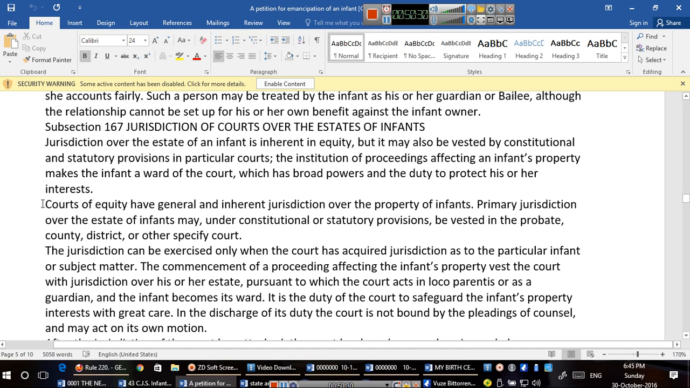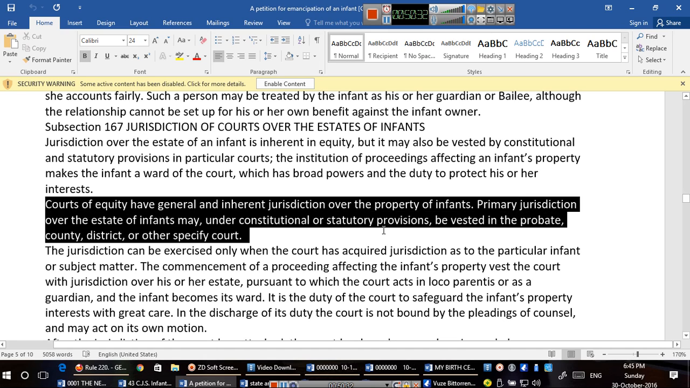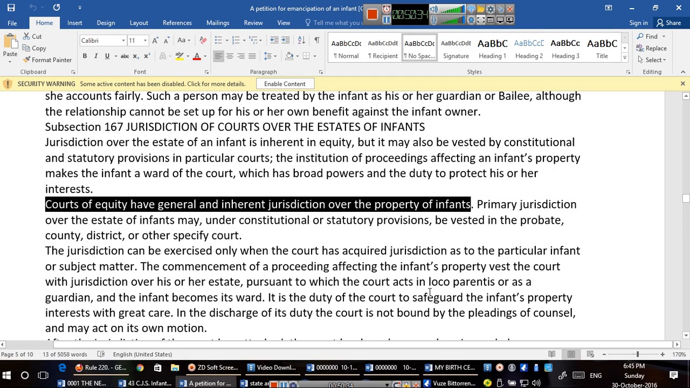Courts of equity. I told you everything is equity, and whenever you guys are in court, you're in equity. But I got people arguing with me about this. The courts of equity have general and inherent jurisdiction over the property of infants. Bankruptcy court, equity. Superior court, equity. Small claims court, equity. All the courts are equity when they're dealing with you and you are being construed as a minor, an infant.